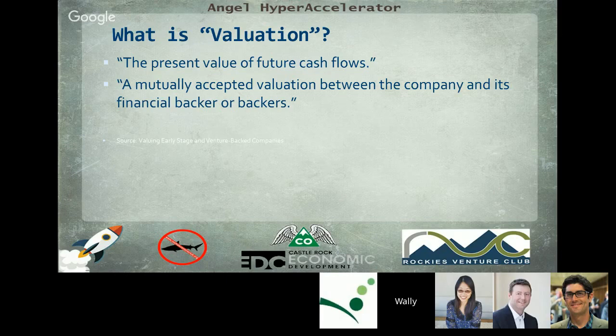So when we talk about future cash flows, if I write a check to a company for $1 million, my cash flow in year 1 is 0. My cash flow in year 2 is 0. My cash flow in year 3 is 0. My cash flow in year 4 is 0. And hopefully I'll have an exit in year 5 that might be something like 10 times my investment. So my cash flow then might be $10 million.